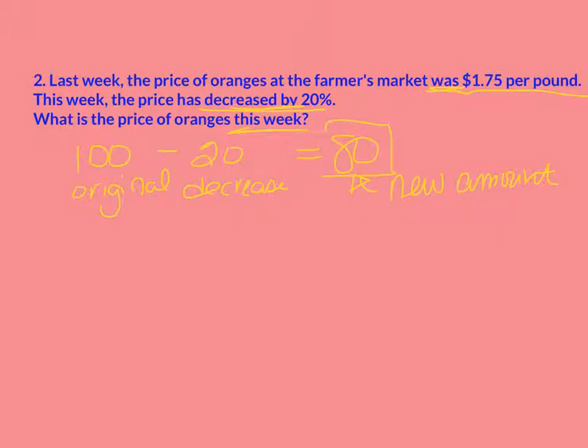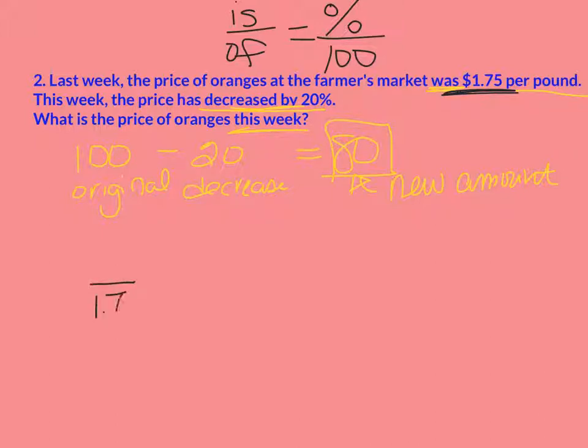Okay, so the new amount is what I'm going to be using in my percent proportion. Remember, again, it's is over of equals percent over 100. So is over of. Well, we know that it was $1.75 per pound, and it's going down. So that means my original was my $1.75. So that's going to go on the bottom. The thing I don't know is the part that it is this week. So there's my X equals my percent we found out was 80, and a percent is always out of 100.